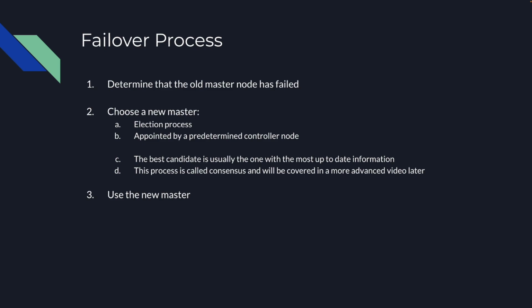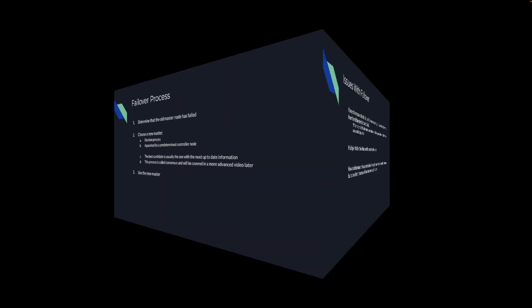So what is the failover process? The first step is to determine that the old master node has failed. The second step is to choose a new master, and this can happen by an election process, or a predetermined controller node can appoint the new master. And usually the best candidate is the one with the most up-to-date information. The problem with choosing a new master is called consensus, and this is definitely an advanced topic, and we'll cover this in an advanced video later. And the last step is obviously to now use that new master.